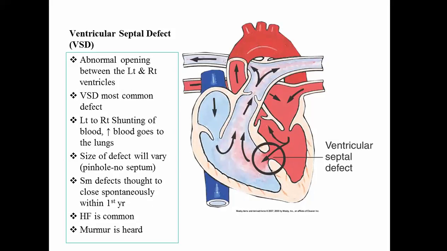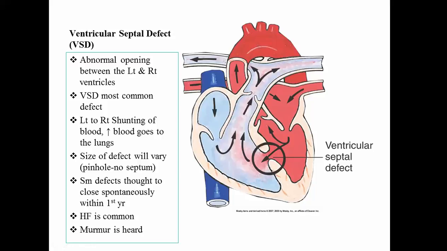So the last defect where there's increased pulmonary blood flow then is the ventricular septal defect, or VSD. Once again, there's an abnormal opening between the left and right ventricle. The size of the defect is going to vary. It can be very small, like a pinhole, to very large, where there's no septum at all. So the symptoms are going to depend on the size of that defect. The larger the defect, the more blood is going to be going into the lungs. With a smaller defect, they probably won't be symptomatic.